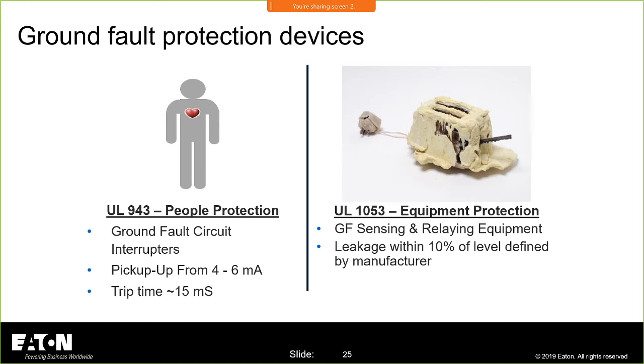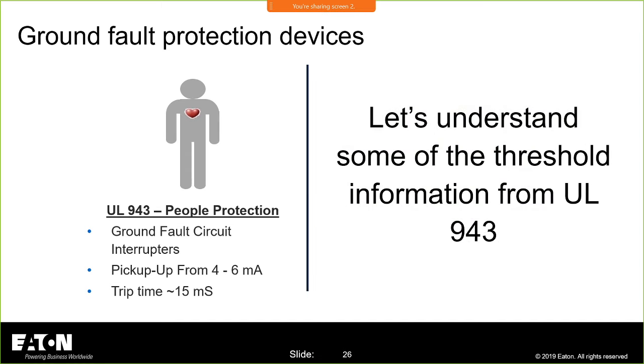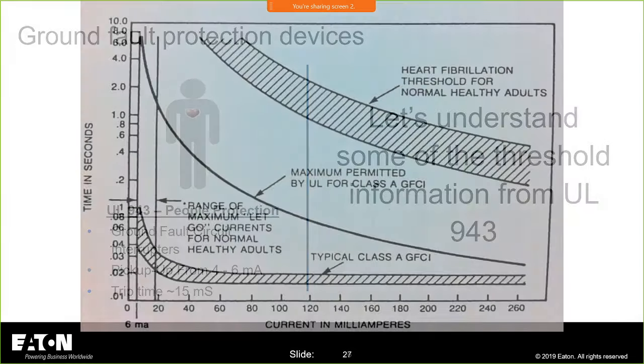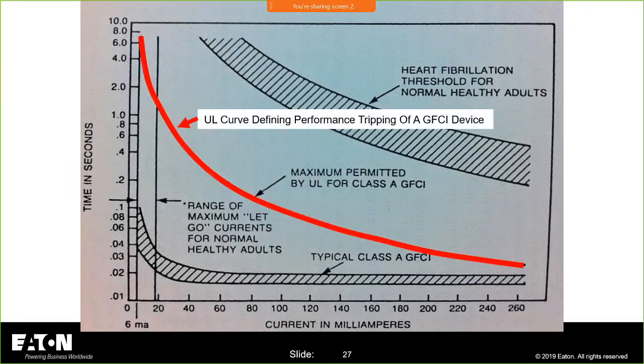Trip times faster than around 15 milliseconds on GFCI. 1053 is a lot different. So let's talk about some of the trip characteristics on a 943 device. This is a curve that shows the heart fibrillation thresholds, and that's a fun discussion. We're going to talk about the heart fibrillation thresholds for a normal healthy adult. That is important. People think, oh, GFCIs will protect everybody. Okay, it's a normal healthy adult. So that level of threshold is an important thing.